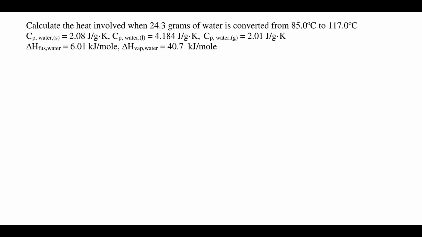In this problem, we're asked to calculate the heat involved with changing some water from 85 degrees C to 117. So if we consider this, water at 85 is going to be in liquid form. So we're going to have to heat that up to 100 degrees, then vaporize it, and then after all of that liquid water has been vaporized, we need to raise the temperature of the vapor from 100 to 117. So there'll be 3 steps to this calculation.